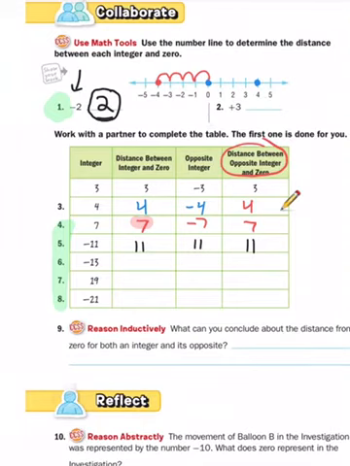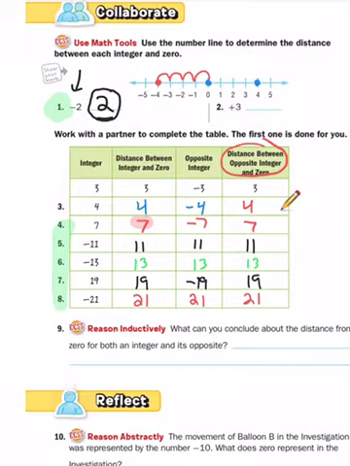So, in number 6, negative 13 is 13 units away from 0. The opposite of negative 13 is a positive 13, and it is also 13 units away from 0. All right, number 7, 19 is 19 units from 0. Its opposite is negative 19, and how far away is negative 19 from 0? It's 19 units away, just to the left. And the last one, we have negative 21. It is 21 units from 0. The opposite of negative 21 is a positive 21. And a positive 21 is also 21 units from 0.